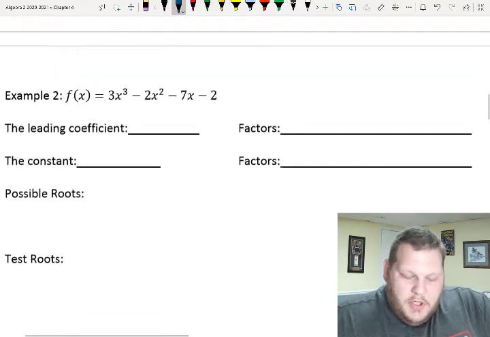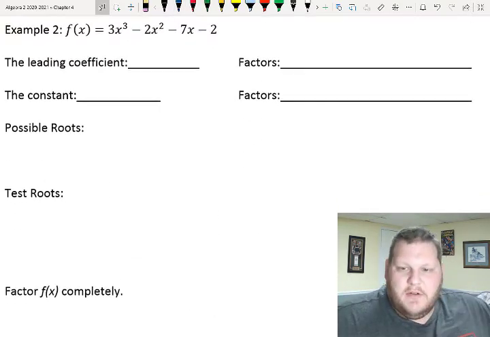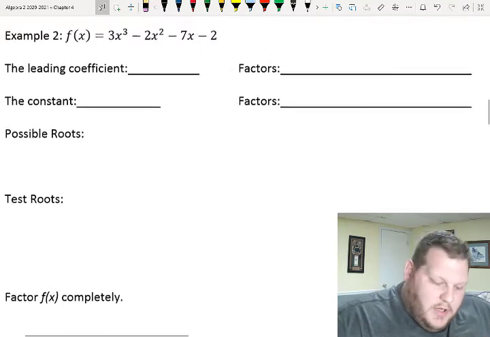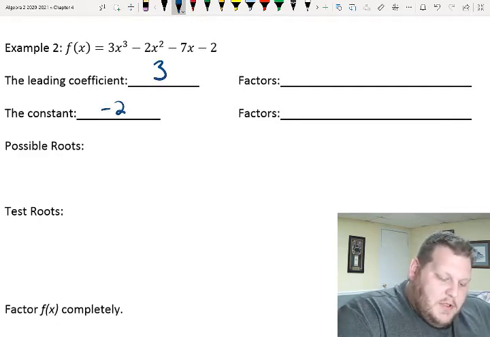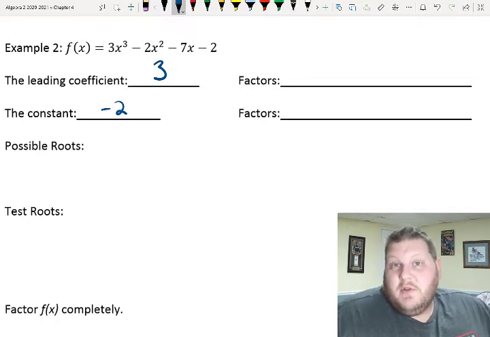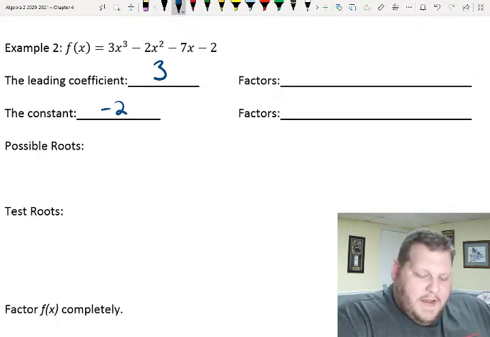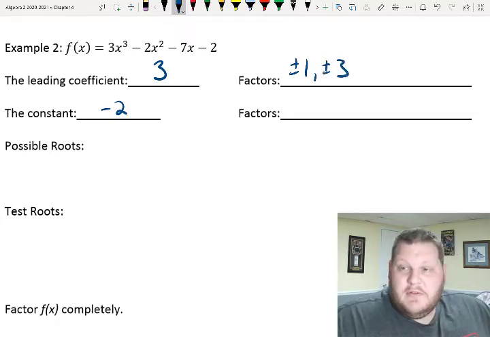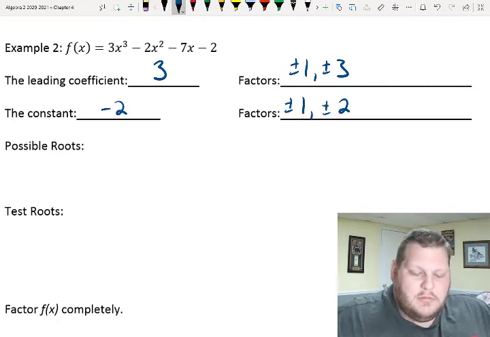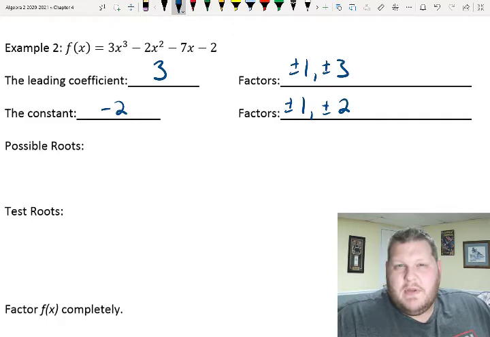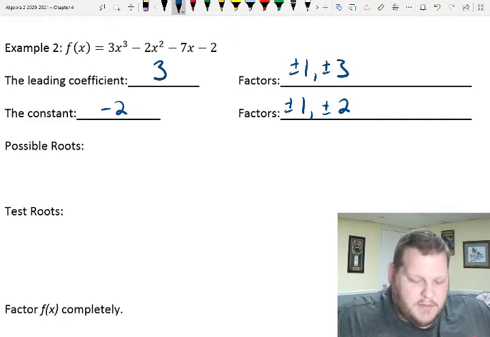All right, we're going to do a couple more examples of these just so you guys get a feel for them. Again, we are starting with factors of my lead coefficient, which in this case is now 3, and factors of my constant, which is negative 2. So far fewer factors to deal with. We've got plus or minus 1 and plus or minus 3 for my leading coefficient. And then factors of negative 2 would be plus or minus 1 and plus or minus 2. Again, those plus or minuses will always be there. It's really looking at what numbers will multiply together to give me those numbers that I'm trying to factor out.